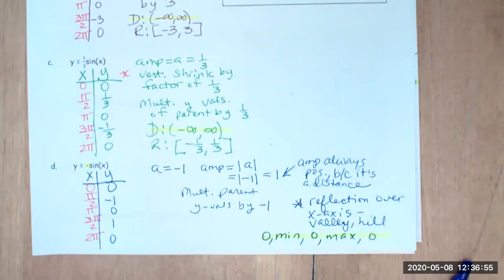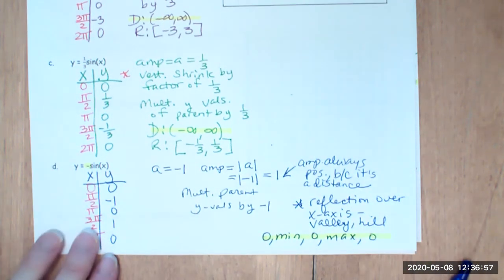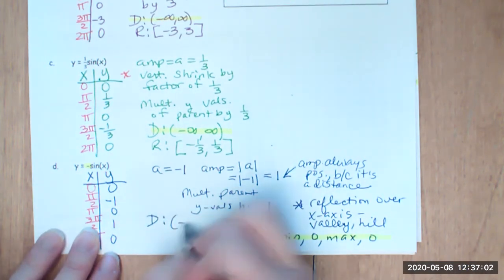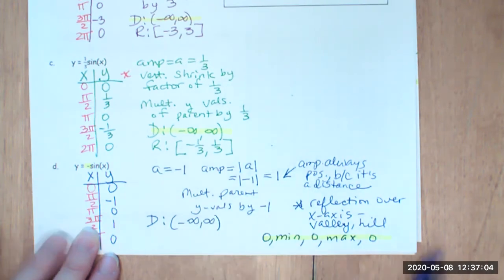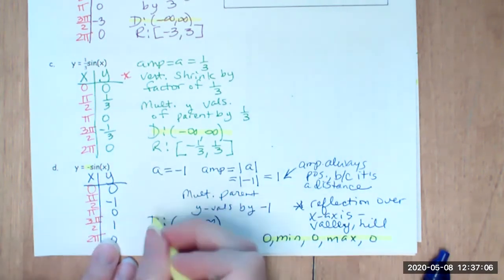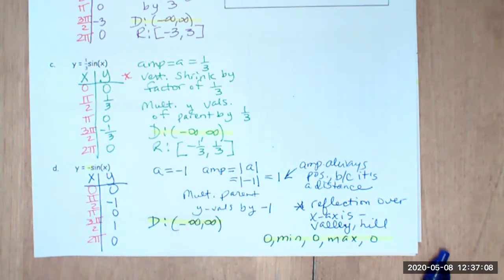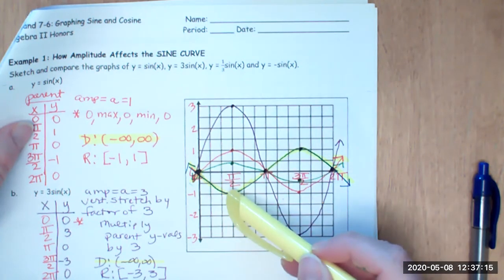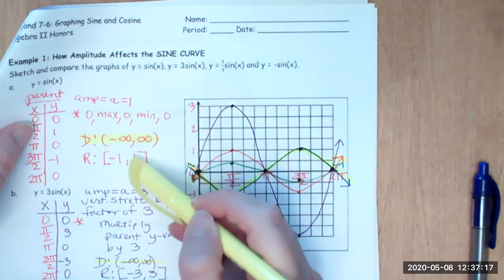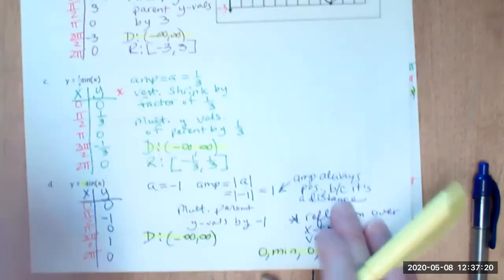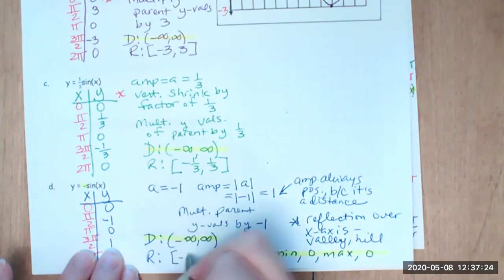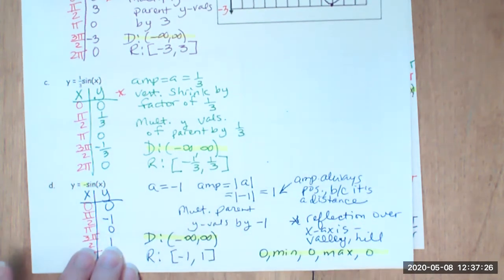And something, of course, I don't want to leave out: just because you reflect doesn't mean you're changing the domain. So the domain is still all real numbers. And the range is still going from the min to the max, right? So the min is -1, the max is 1. So the range is going to be the same as that of the parent in this case. So the range is going to be from -1 to 1.